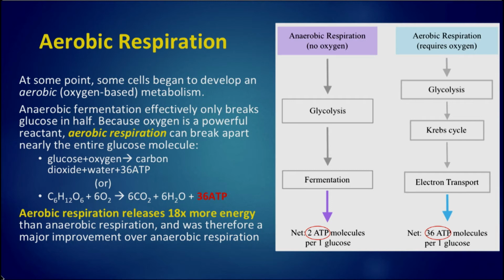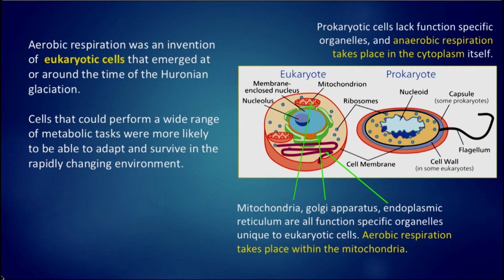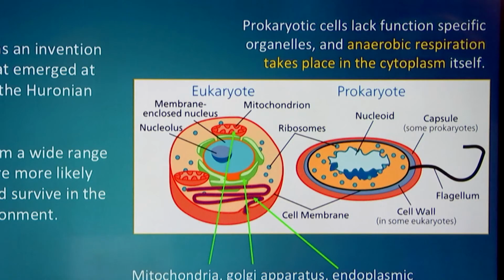over anaerobic respiration. In the evolution of life, conserving energy or utilizing energy more efficiently is a powerful selective advantage for life forms, and so we can see that the most efficient energy process will come to dominate the mode of life on Earth. Aerobic respiration was an invention of eukaryotic cells, cells with nuclei, that emerged around the time of the Great Snowball Earth episode. Cells that could perform a wide range of metabolic tasks were more likely to be able to adapt and survive in this rapidly changing environment.